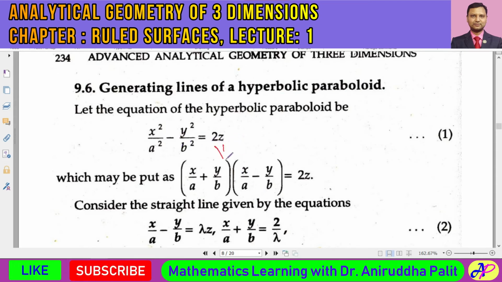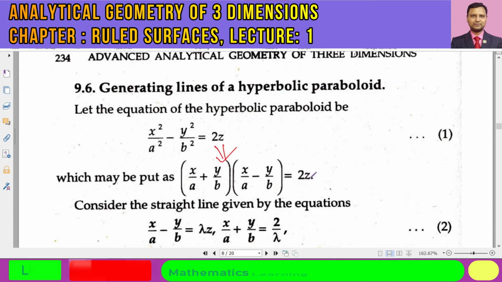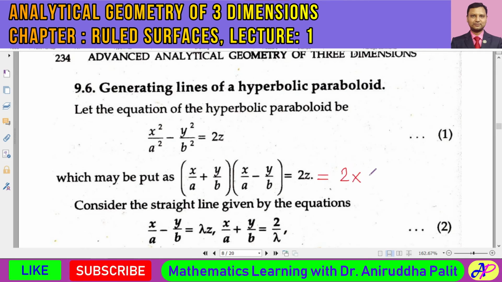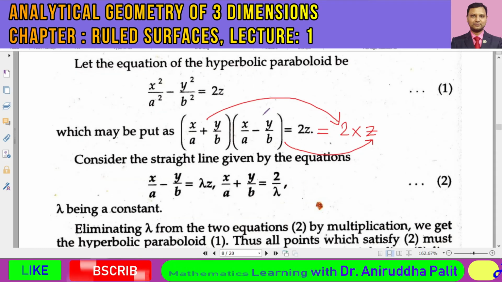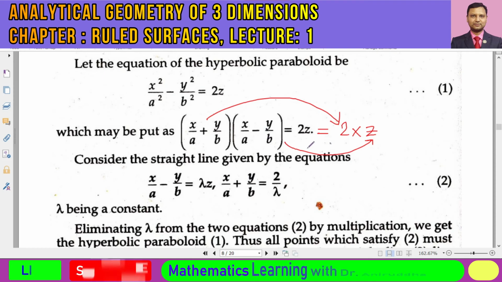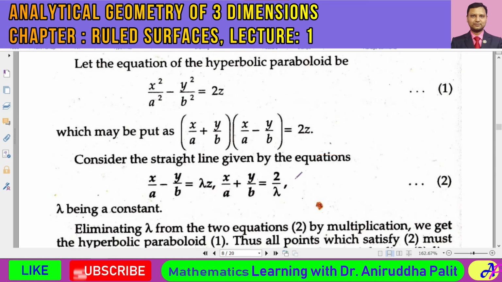So this expression can be written like this: the left hand side, x by a plus y by b multiplied by x by a minus y by b, that is equal to twice z. And this right hand side, twice z, can be written as 2 multiplied by z. So we actually have two different factors over here. So we can combine this factor with this 2 and combine this factor with this z. If you combine the first factor x by a plus y by b with this first factor 2, you will get this type of relation. And if you combine x by a minus y by b with this z, then you will get this type of relation. So together, both of these two equations construct a lambda system of generators.